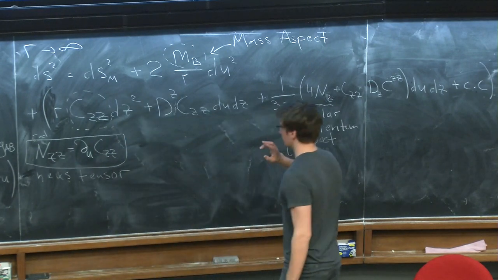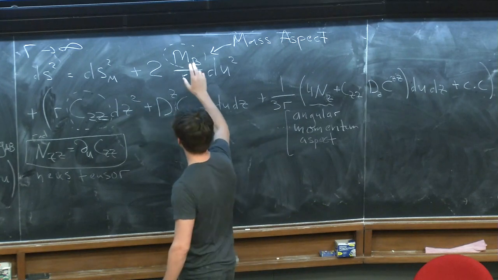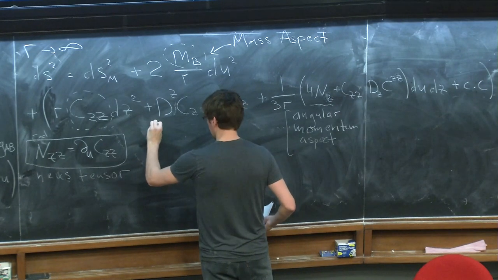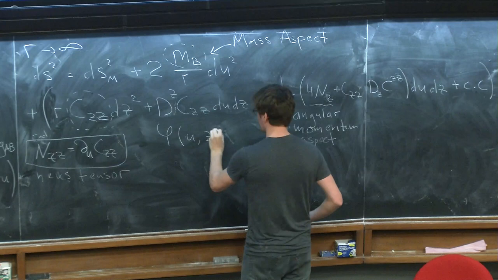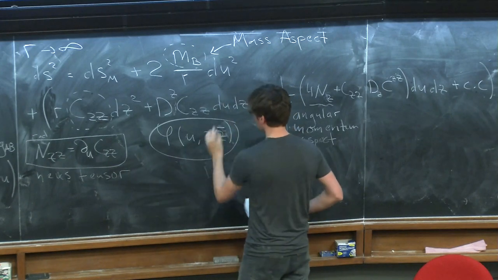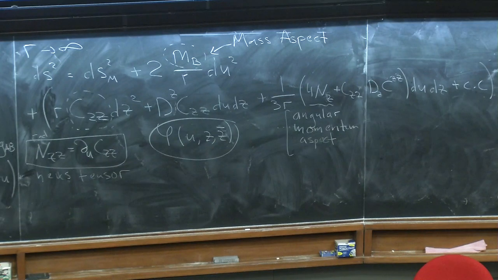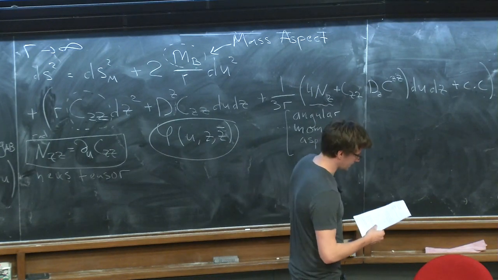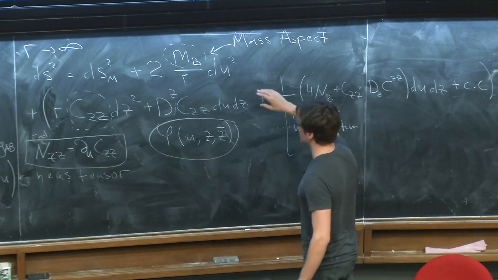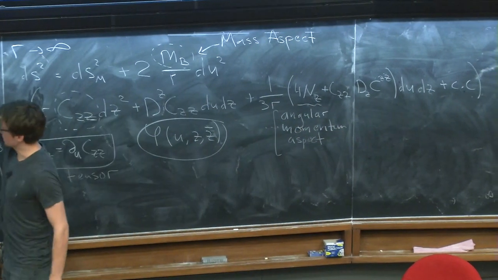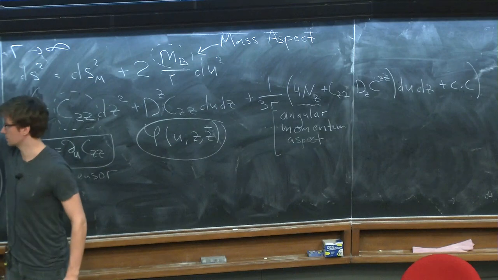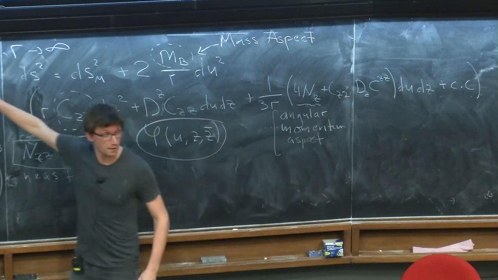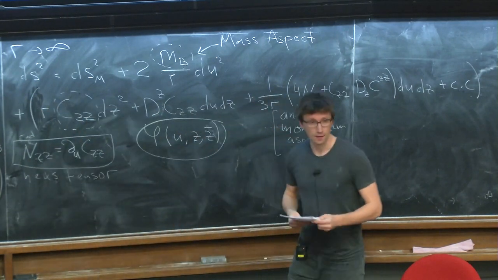And the important thing is that because it's an expansion at large r, all these fields are just functions of u, z, and z bar. So they only depend on a point on the sphere and this time. Okay, very good. So now, this is a sphere, so we're playing with the metric on a sphere. So this calligraphic D refers to the covariant derivative on a two-sphere with this metric.